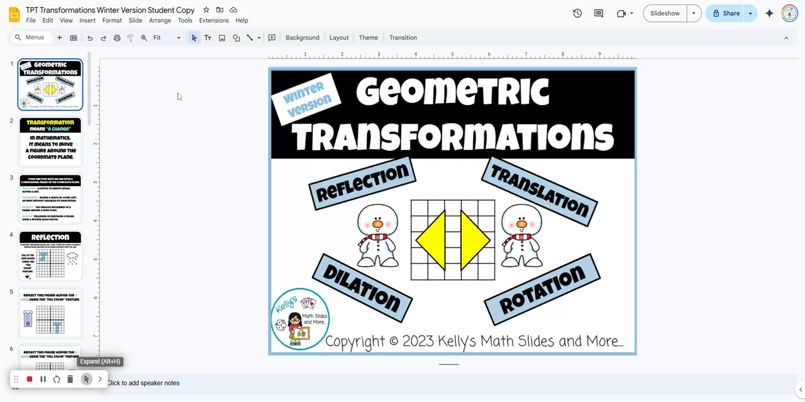Geometric transformations. This is a digital lesson, and this one is winter themed, and it covers the transformations of reflection, translation, dilation, and rotation around the origin. It's a lot of fun for the students. They can use the fill color feature of Google Slides to show their transformations.